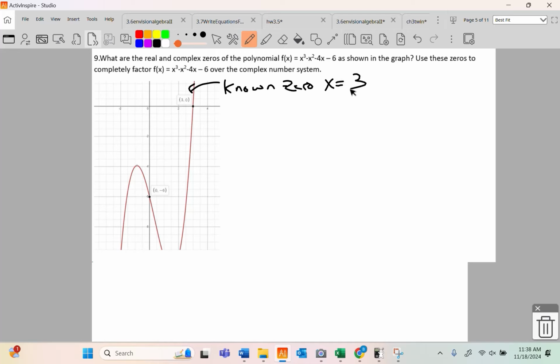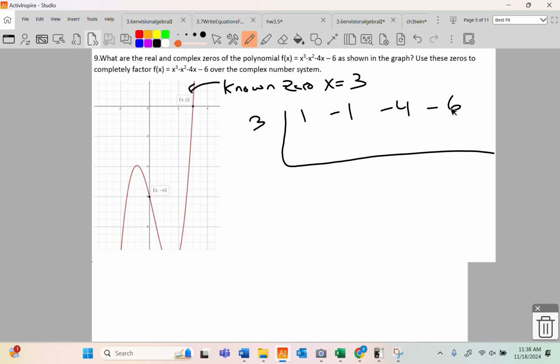If I have a known zero, what can I do with it? Use synthetic division. Where's the 3 going? Outside. Coefficients 1, -1, -4, -6. I saw somebody's homework in here. They just wrote the numbers down here. There was nothing here. It's really lazy. Don't do that. I'm not gonna give you any credit for that.